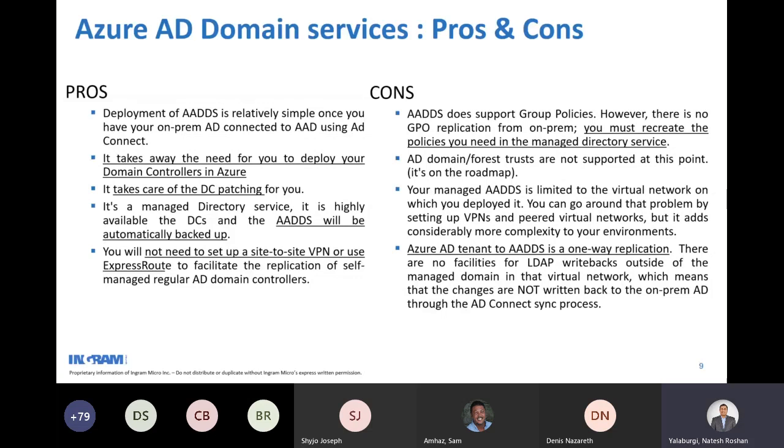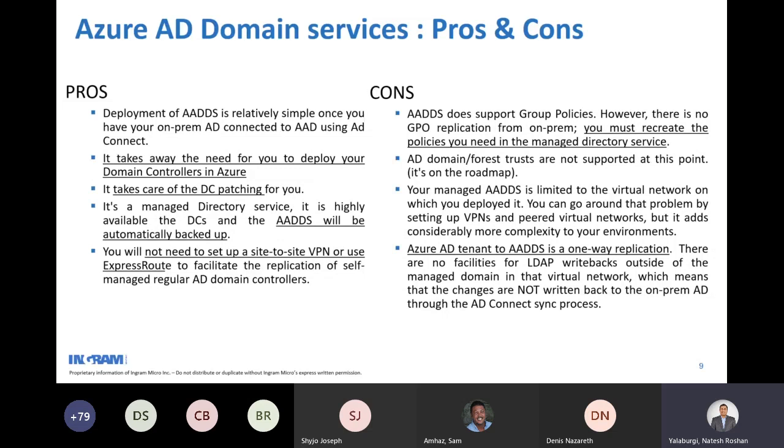The other, I wouldn't say a drawback, but this is by design, is that Azure AD replication to domain services is a one-way replication. For example, you cannot have a replication where you enable a feature in your domain services, it writes back to your Azure AD, and then again it writes back to your on-prem Active Directory. That is not available as of today.